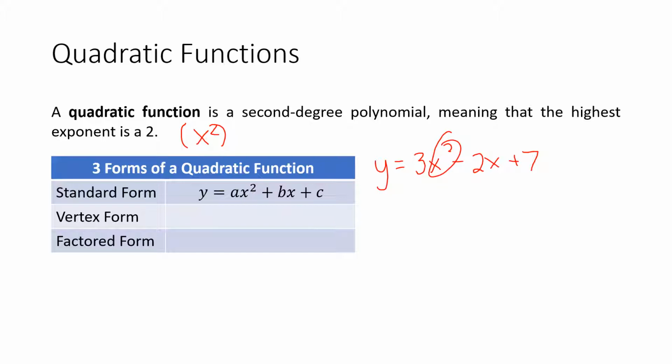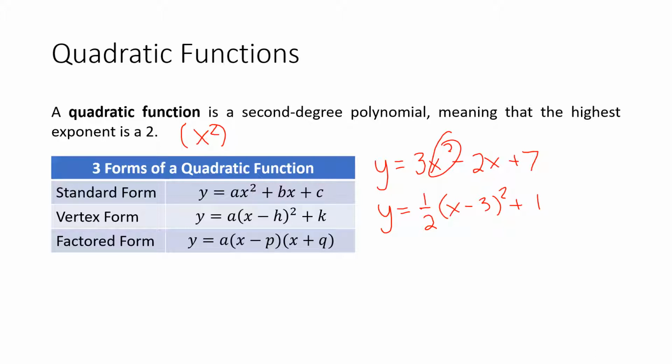The next way you can write a quadratic function is in vertex form. y equals a times (x minus h) squared plus k. This is the one where we're going to be focusing today. An example of this would be y equals 1/2 (x minus 3) squared plus 1. And last, you could write a quadratic equation in factored form. y equals a (x minus p)(x plus q). Using actual numbers here, that might be something like y equals -4 (x minus 1)(x plus 5).